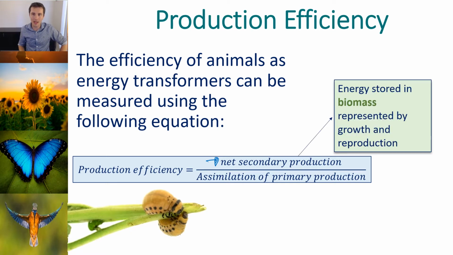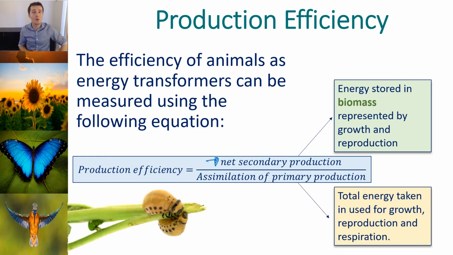Now let's look at what that actually means. The net secondary production is the energy stored in biomass represented by growth and reproduction, and that will be the amount of energy that's passed on. When we talk about net production, we are talking about that energy that they are going to therefore pass on. The assimilation of primary production is the energy taken in that's going to be used for growth, reproduction, and respiration. Basically, all the things other than waste. So this one does actually include respiration.